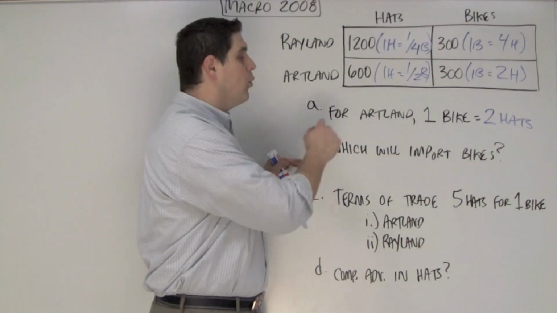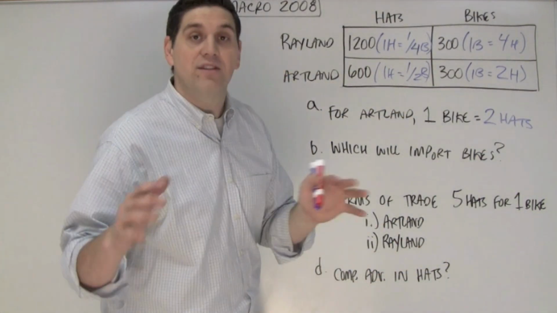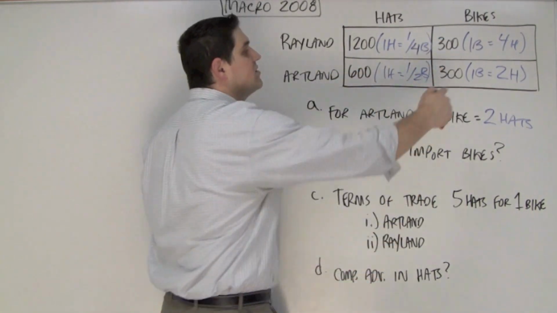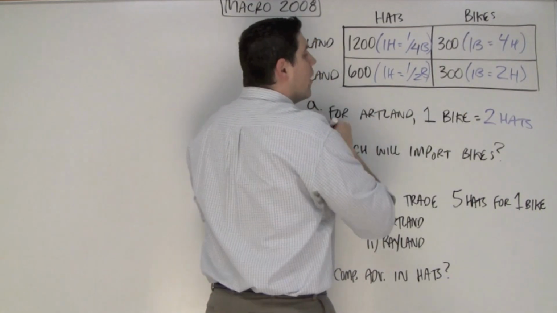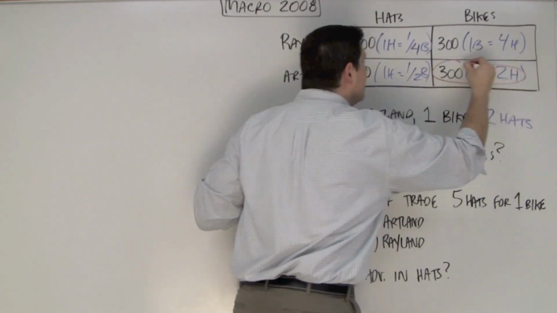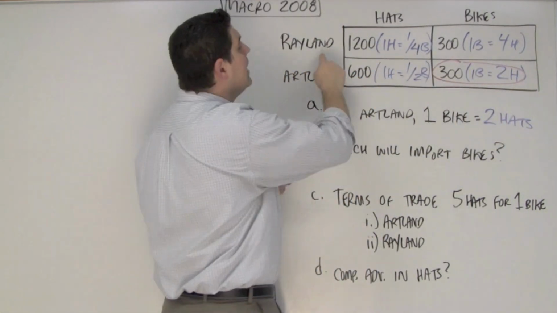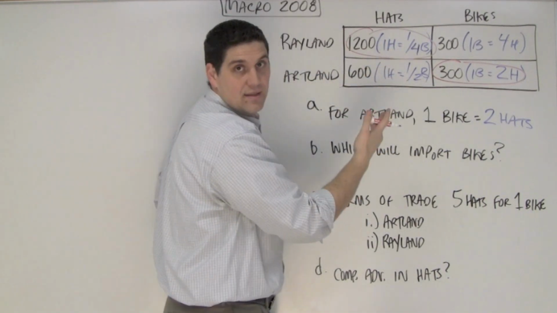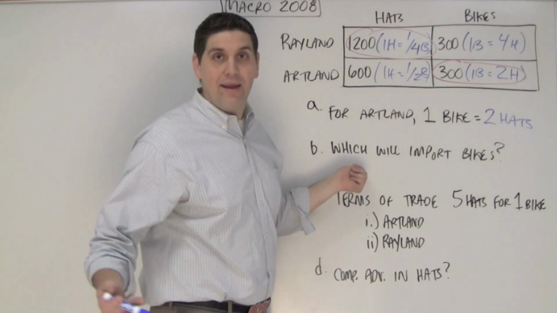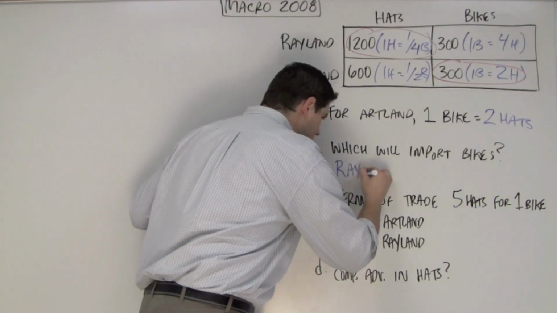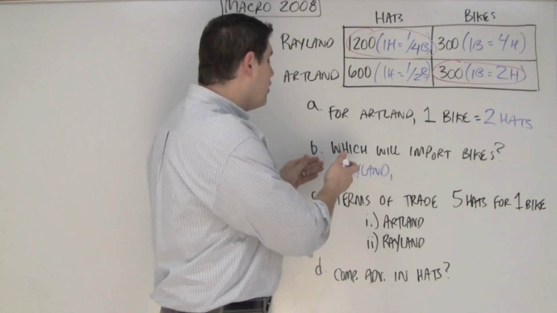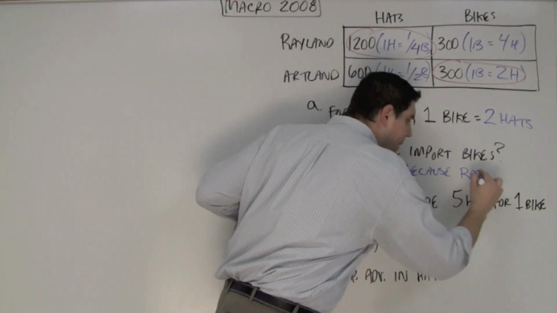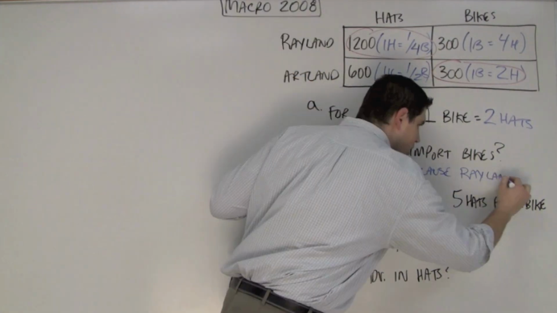In question B, they're asking which of these two countries, after they specialize in trade, should import bikes? Let's start over here. Which of these countries should produce bikes? The one that gives up 2 hats or the one that gives up 4 hats? Well, the one that has a lower opportunity cost, the comparative advantage, Artland should produce bikes. Now Rayland has a lower opportunity cost in the production of hats, so they have a comparative advantage in the production of hats. In that case, which one should import bikes? Well, the answer is Rayland. Now this is an explain question, so you have to explain how you got the answer Rayland. The reason why is because Rayland has a comparative advantage in the production of hats.